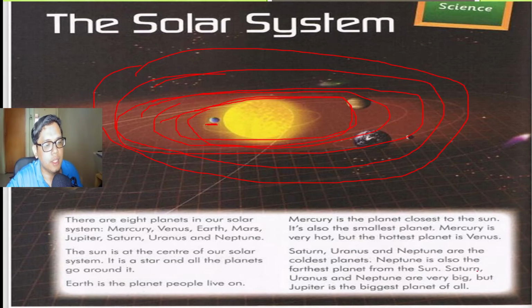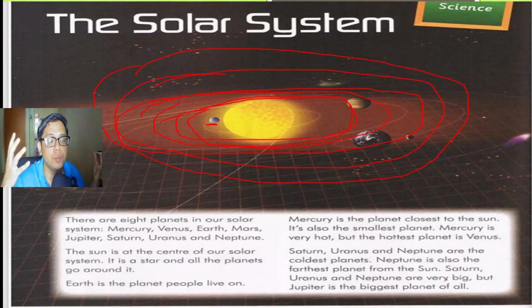Okay, Saturn, Uranus, and Neptune are very big. So these three planets are big. But Jupiter is the biggest planet of all. So number one big is what planet? Jupiter. Number one very small is what planet? Mercury.